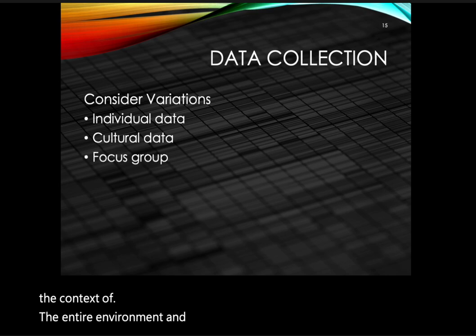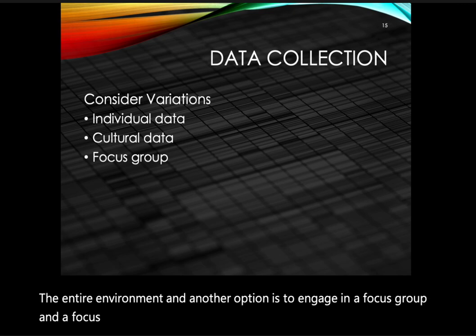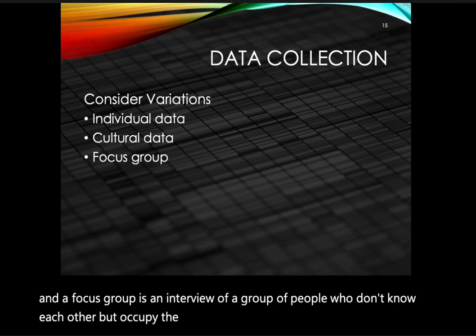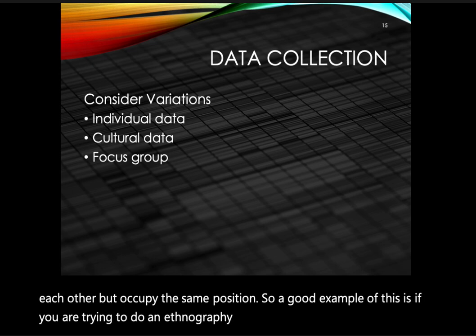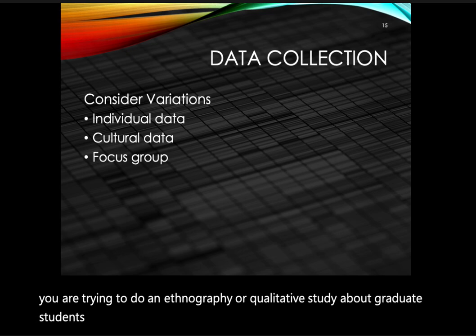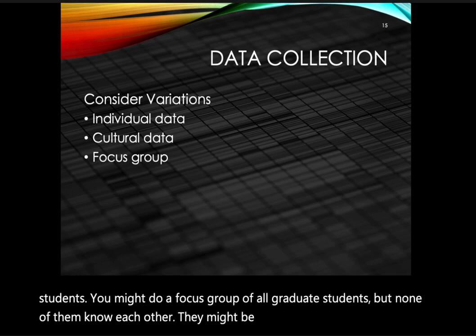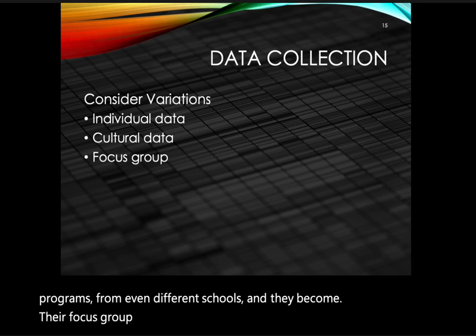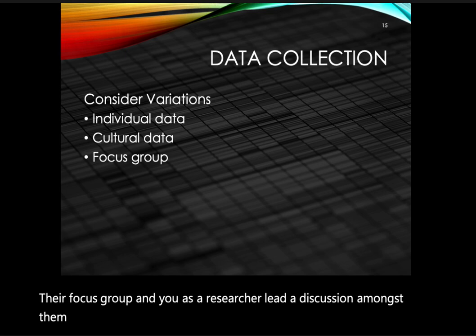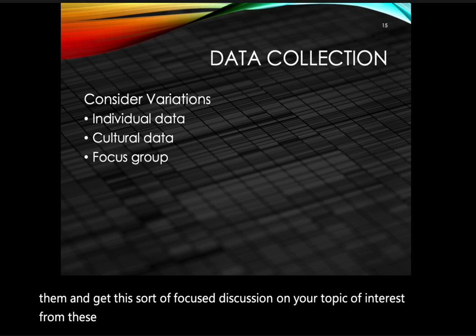And another option is to engage in a focus group. A focus group is an interview of a group of people who don't know each other but occupy the same position. A good example of this is if you are trying to do an ethnographic or qualitative study about graduate students, you might do a focus group of graduate students, but none of them know each other. They might be graduate students from different programs, even different schools, and they become your focus group. And you as a researcher lead a discussion amongst them and get this focused discussion on your topic of interest from these people who are in the same occupation but are unknown to one another.